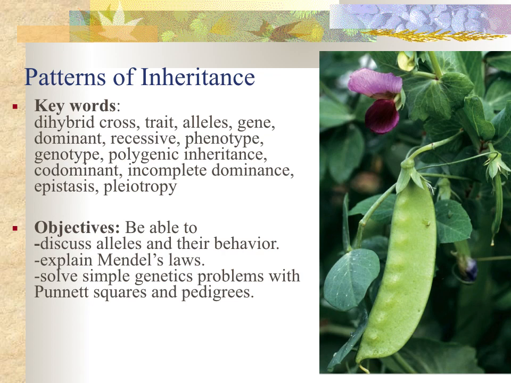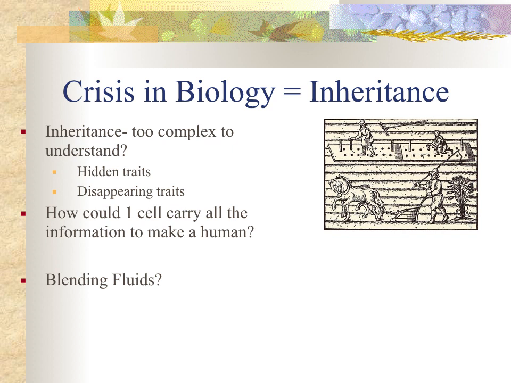Okay, we're going to continue on with patterns of inheritance here, but now we're going to talk about some of the more advanced things that Mendel didn't address directly. Remember, we talked about Mendel as solving kind of a crisis in biology, dealing with inheritance. Inheritance initially seemed too complex to understand. There were hidden traits that could disappear and reappear at seemingly random intervals.